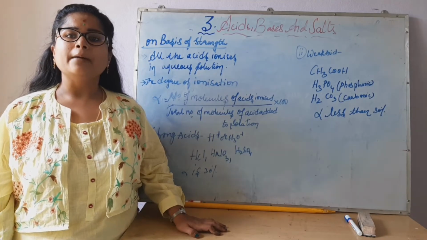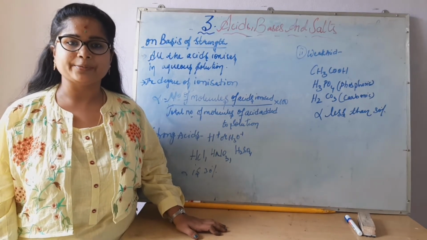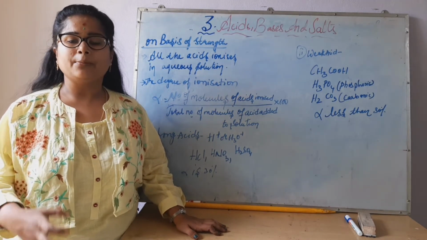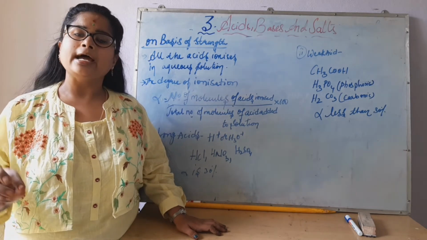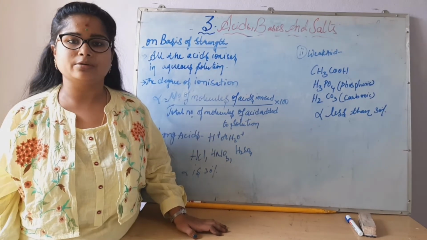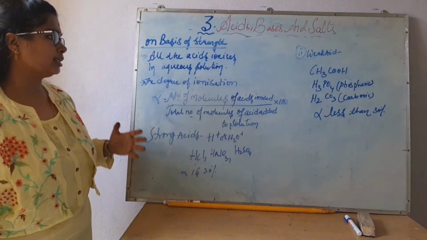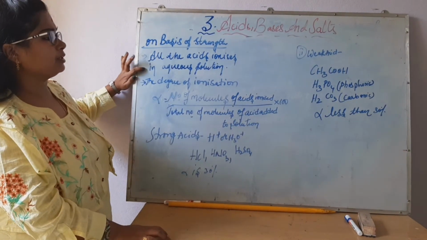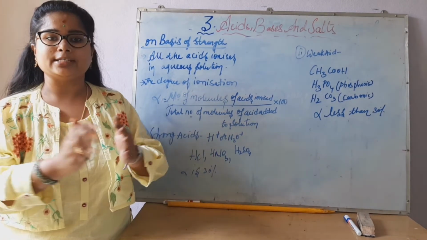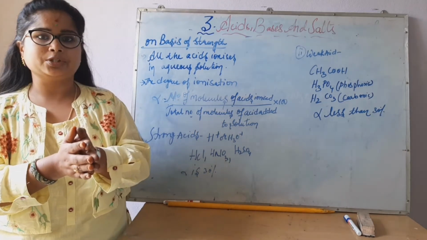On the basis of strength, acids are divided into weak acids and strong acids. There is a formula for calculating the strength. Only the formula I am going to discuss, and about that in the higher classes you are going to learn. Only the formula I want you to understand, that's all. All the acids ionize in aqueous solution. H plus ion is going to split out from the acids in all the aqueous solutions.